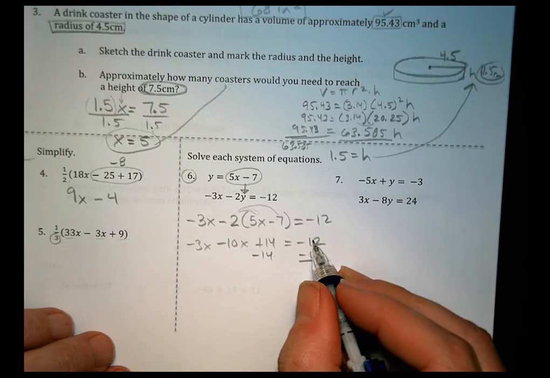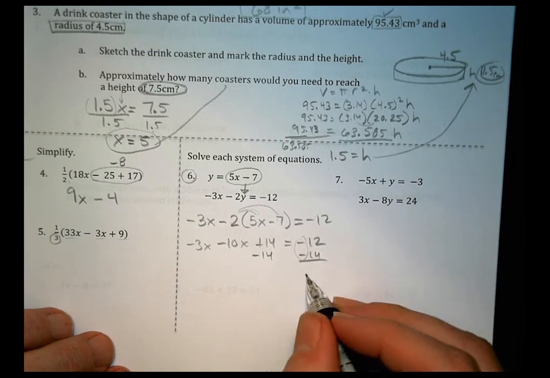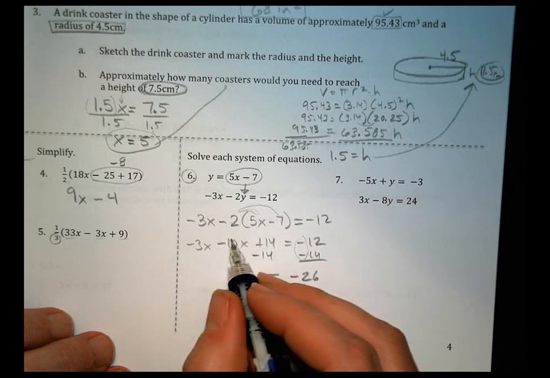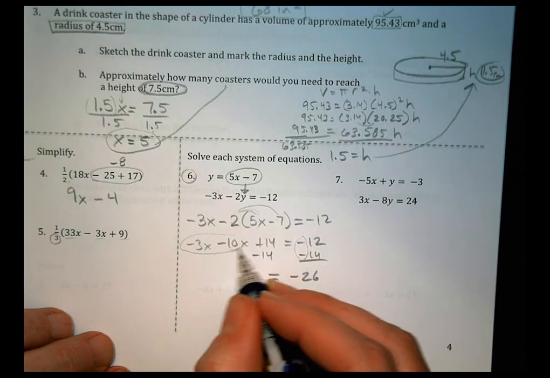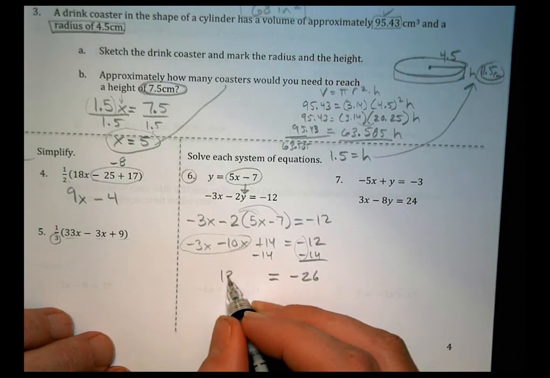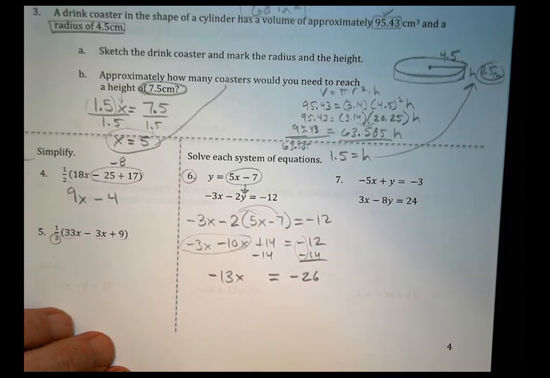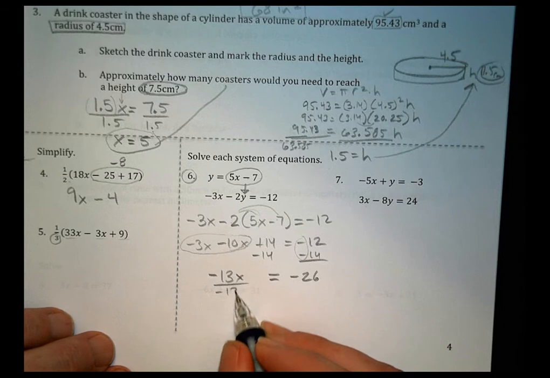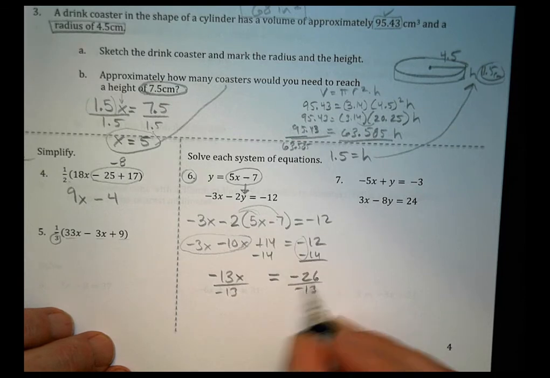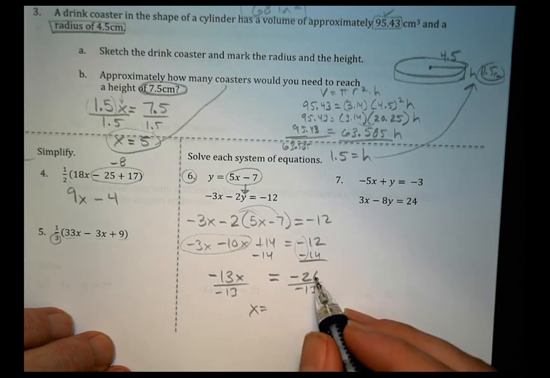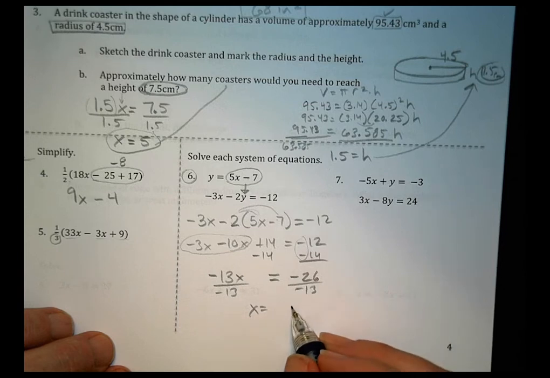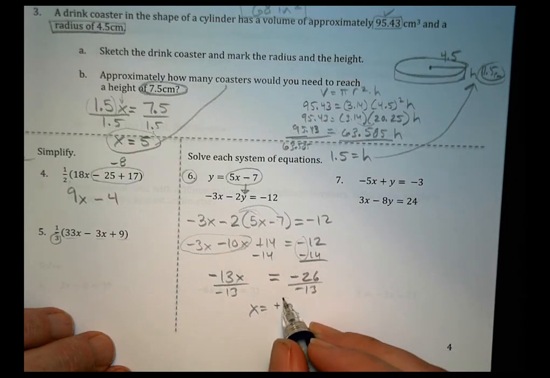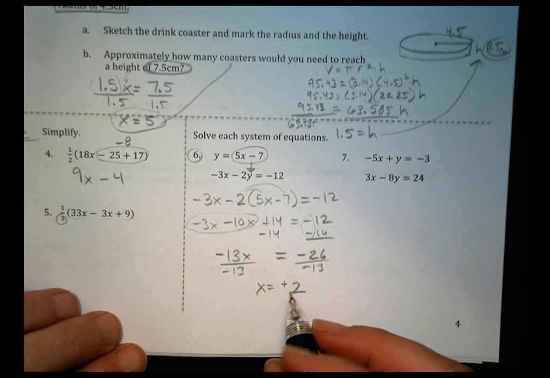The signs are the same, so we find the sum, and we keep the sign the same. And over here, the signs are the same, so we find the sum and keep this sign the same. Negative 13x equals negative 26. Divide both sides by negative 13, and x is going to be equal to 26 divided by 13, which is actually 2, and a negative divided by a negative is a positive. So x equals 2.